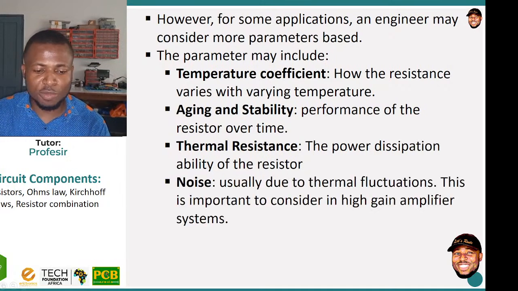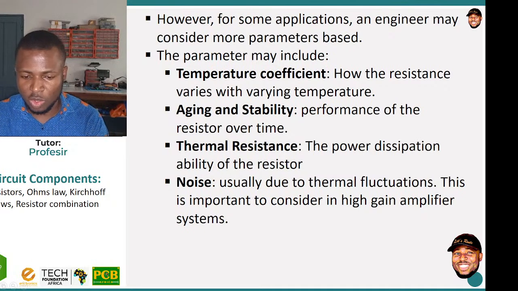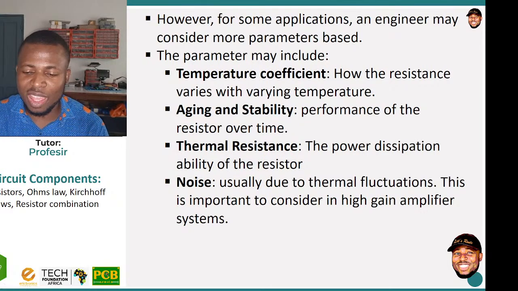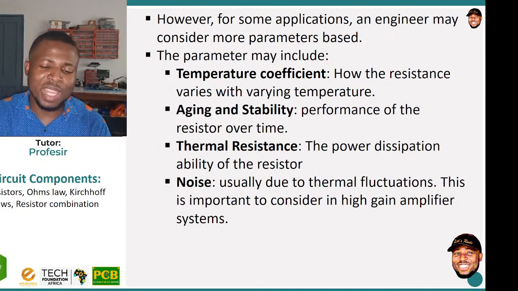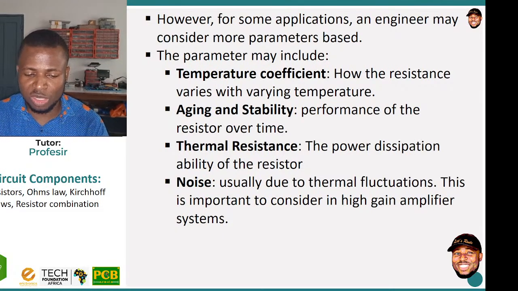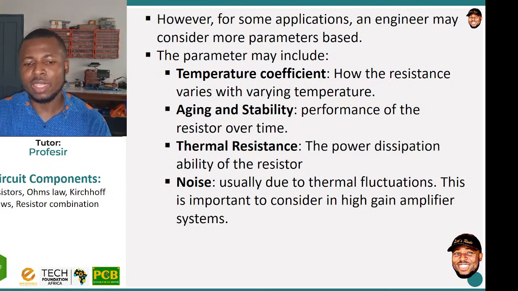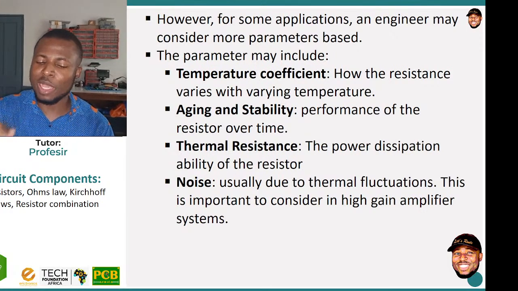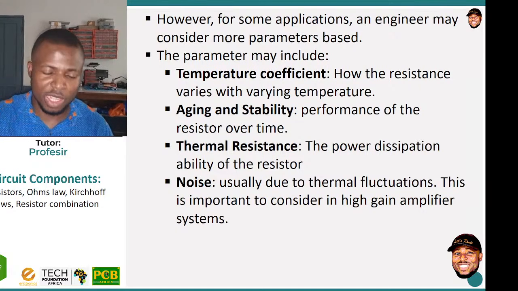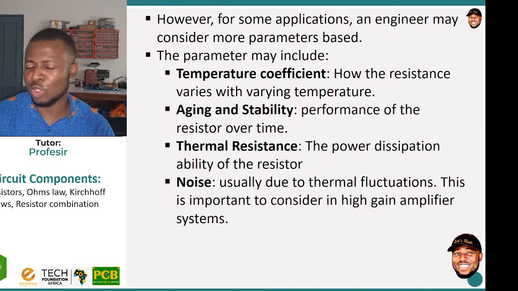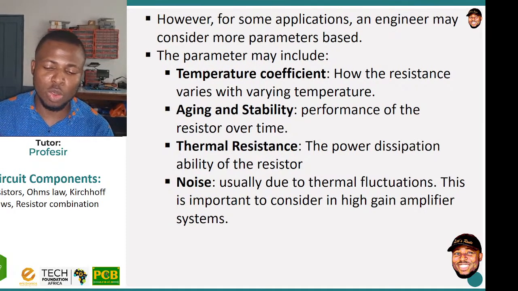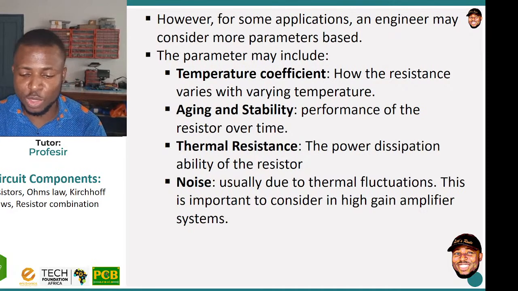Another thing that you may have to look at is its immunity to noise, okay? This particular point comes in handy when you are dealing with higher gain amplifiers, okay? Because you usually bias your output and even your feedback using resistors. So if the type of resistor you are using, its chemistry, is unable to withstand noise from the environment, and usually this could be minor thermal fluctuations, okay? We saw that temperature has an effect on resistance, okay? So if it is so sensitive to thermal fluctuations, then you may not want to consider such resistors for things like feedback operations and amplifier gain operations, okay?